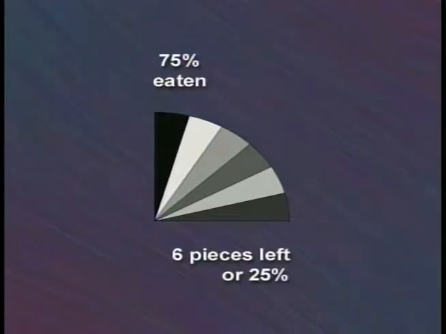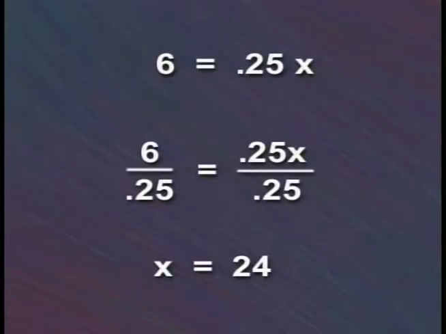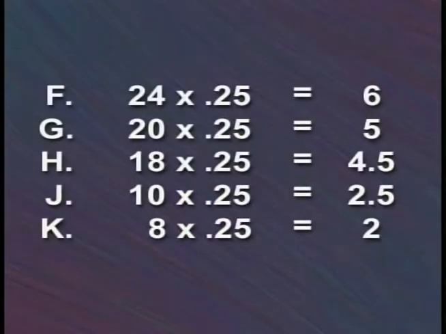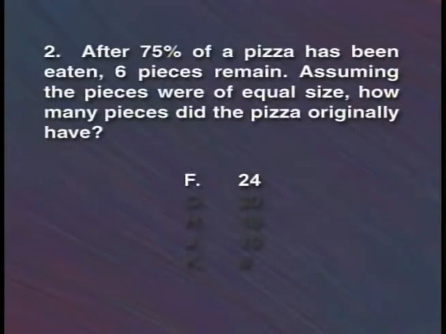Now, one way to solve this problem is by constructing the following formula. 6 pieces equals 25% or 0.25x, with x representing the total number of pieces. Divide both sides of the equation by 0.25. The total is 6 divided by 0.25, or 24 pieces. Now, another way to approach this problem is by using the answers. 6 pieces represent 25% of a larger number. We could multiply each of the answers by 0.25 until we get 6. In either case, the correct answer is F.